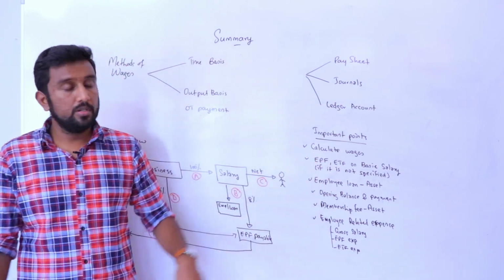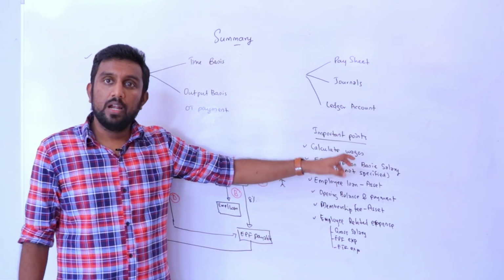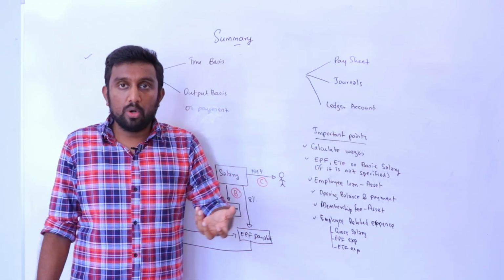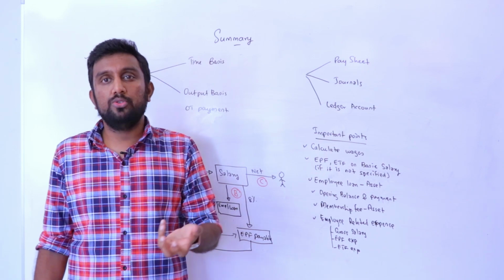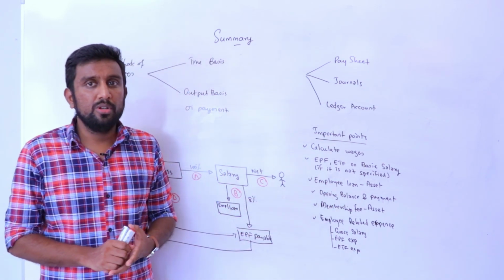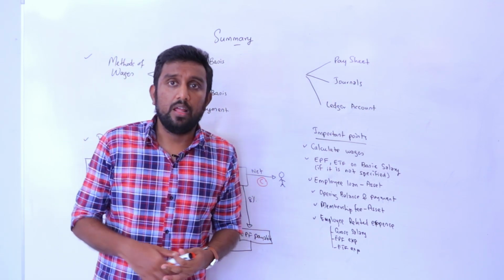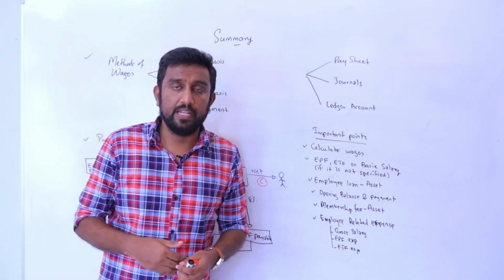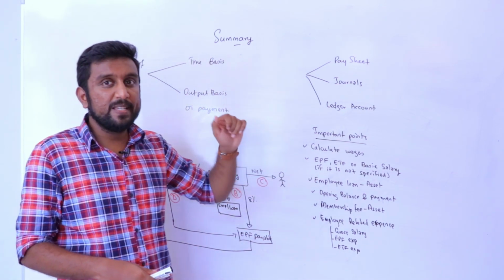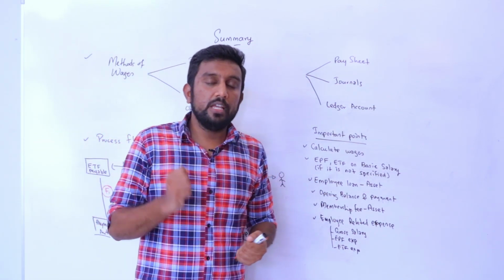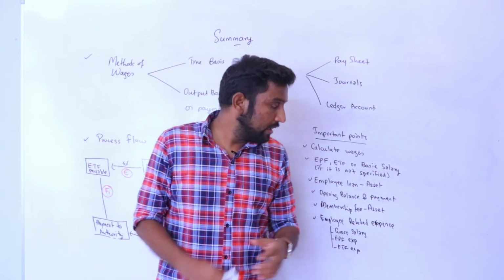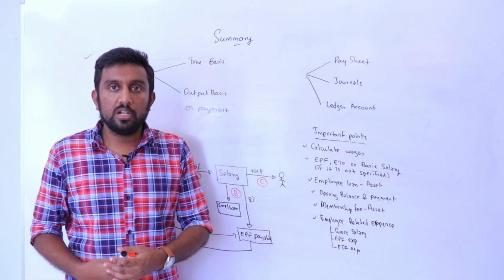Then the important points. You should know how to calculate the wages, like basic salary and overtime, based on the hours they are giving, or based on the product units produced they are giving. Then, if they don't mention anything about the calculation base, like whether it is gross salary or basic salary, you have to always go with the basic salary. But if they specifically mention to calculate the EPF and ETF percentage on gross salary, you should go with that.